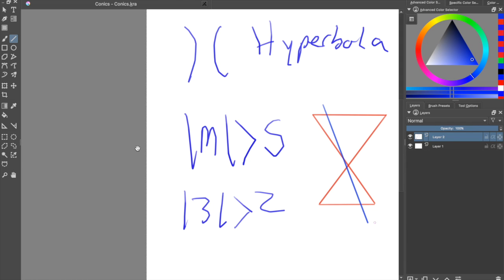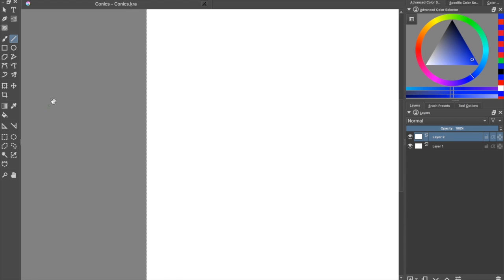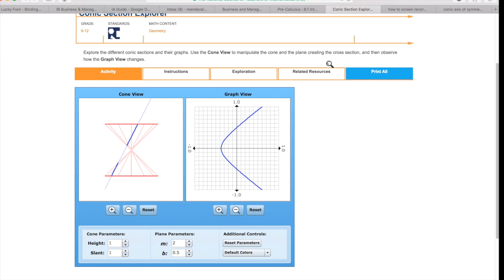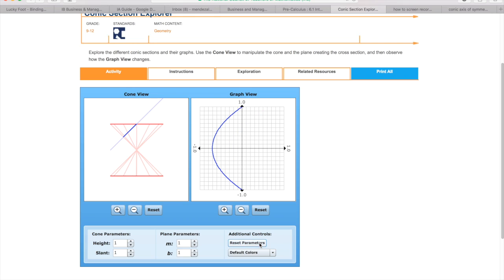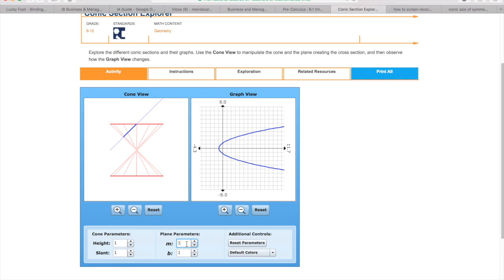Now let's finally check on our parabola. So a parabola is shaped like this. Parabola. Let's go to our trusty tool. Let's reset parameters and let's get going. Oh, just like that, we have a parabola. Let's increase m. We have a hyperbola. Let's make it 0.